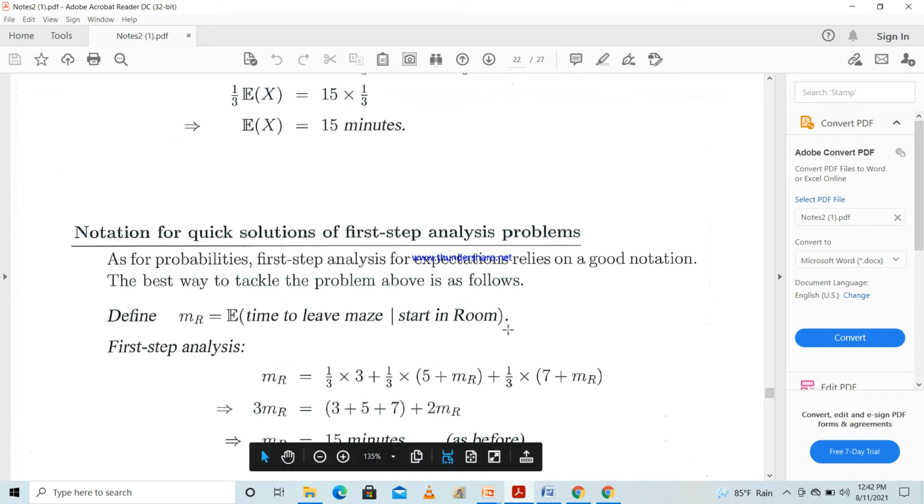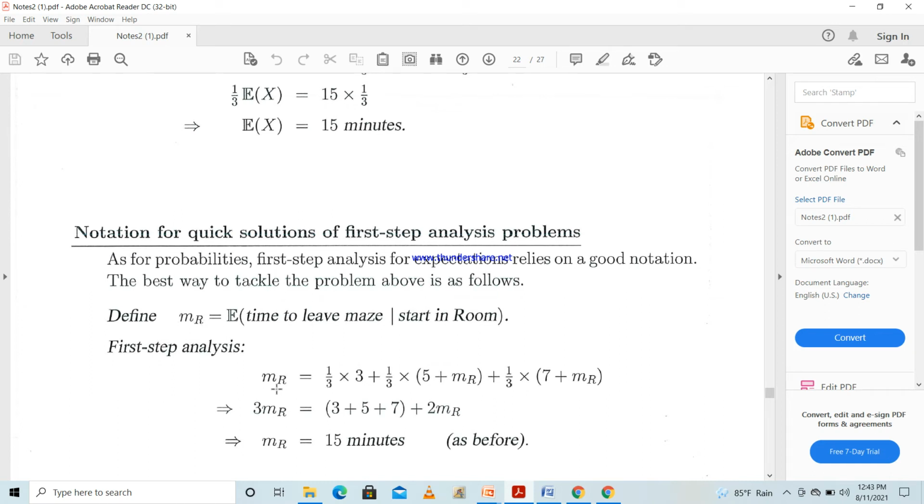Right now we are interested, at the initial stage, the mouse is in this room and we want to find the time that the mouse will take to leave this maze. So we are interested in the expected time to leave the maze given that the mouse is in this room. So this is what we are interested in: the expected value of time to leave the maze given that we start in the room. Let's take this as MR. So we want to find MR.